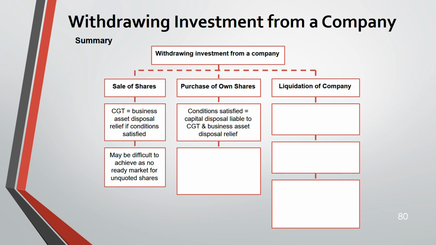Second option, when you are purchasing own shares, the conditions have to be satisfied. If conditions are satisfied, it's a capital disposal. There are 6 conditions. If they are satisfied, it's a capital disposal. Otherwise, it's a distribution, income. Then it will be liable to CGT, and business asset disposal relief might be available if conditions are satisfied.